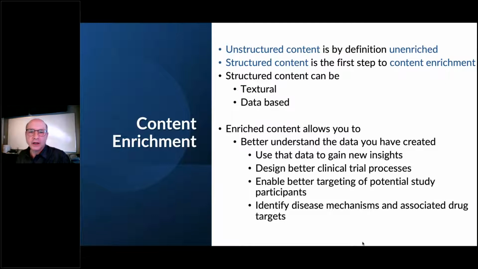Enriched content allows you to better understand the information you have. You can use it to gain new insights, allowing you to design better clinical trial processes or enable better targeting for potential study applicants. It's the first step.